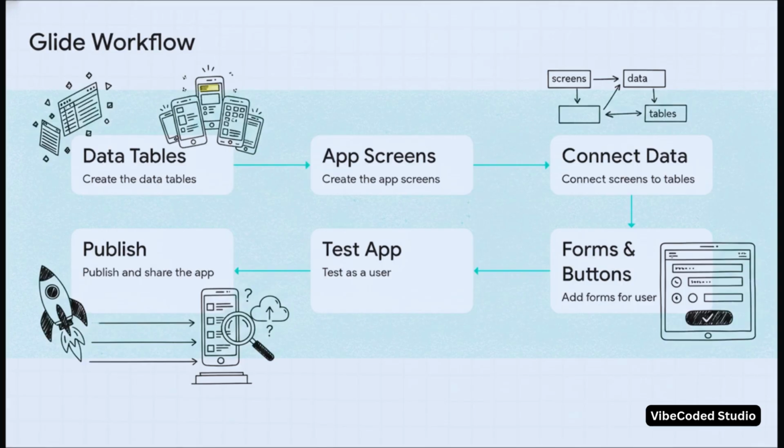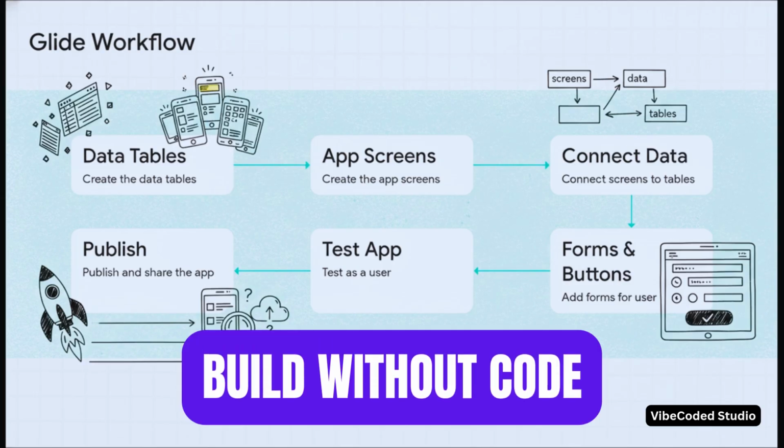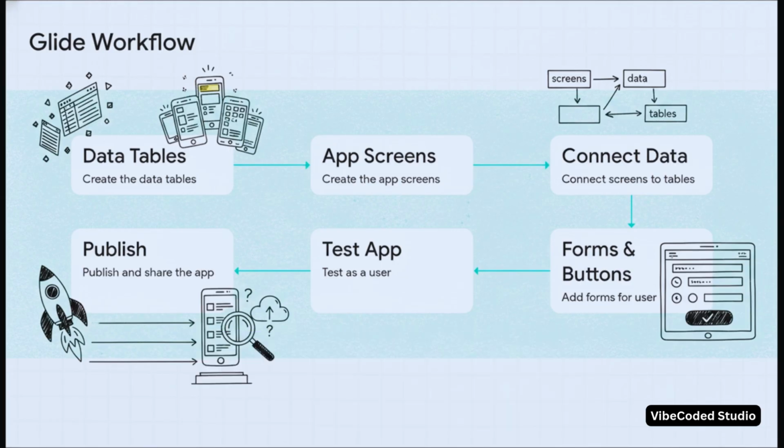Let's walk through this rapid-fire workflow in Glide. Honestly, it is such an incredibly logical, beginner-friendly sequence. Step 1, you create those basic data tables we just talked about. Step 2, you create the blank app screens. Step 3, you connect each screen to the correct table, meaning your request screen directly displays the data from your request spreadsheet. Make sense?